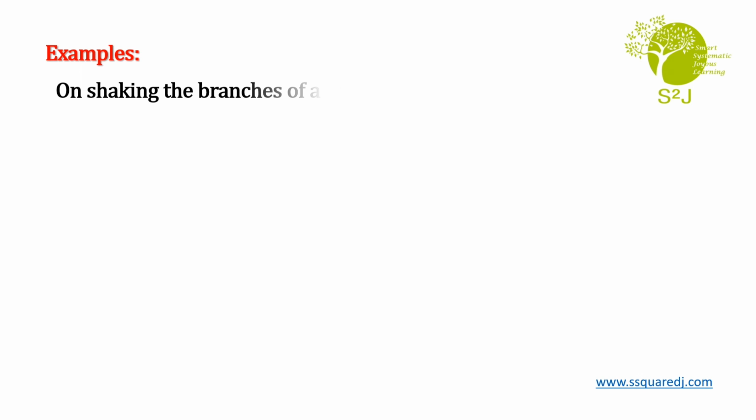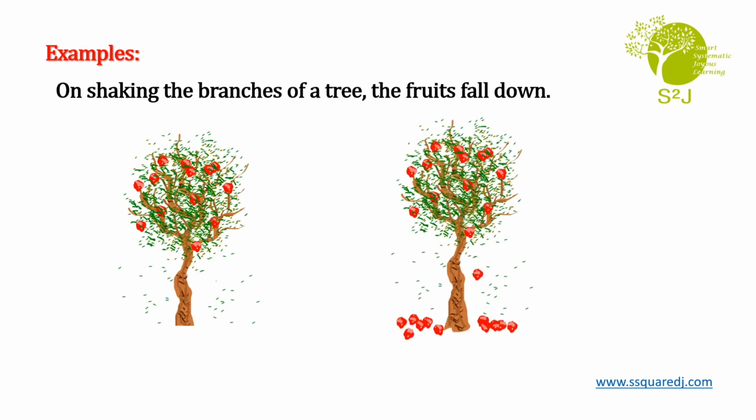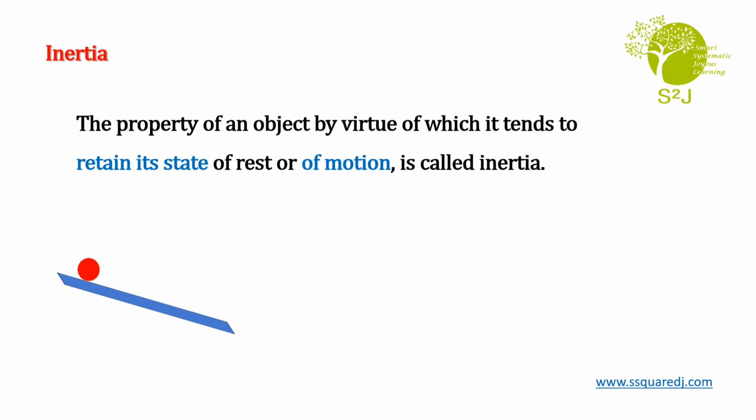Let us consider one more example to understand this topic more clearly. For example, the fruits on the tree. If you shake the tree, the fruits will fall down. The shaking of the tree is what? When the branches are at rest, you are moving the branches. But the fruits are still at rest. Therefore, they fall down due to the gravitational force acting on them.